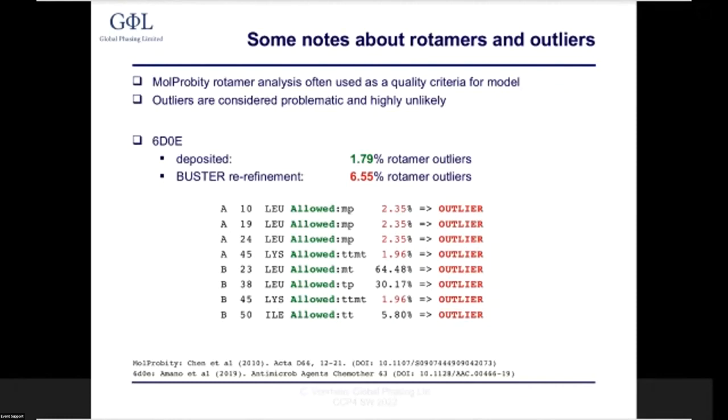So what is happening here? Let's look at leucine B23. On the top left, you see the deposited sidechain conformation in the allowed region of the rotamer. The electron density map after Buster refinement might already give an indication what should be done here.